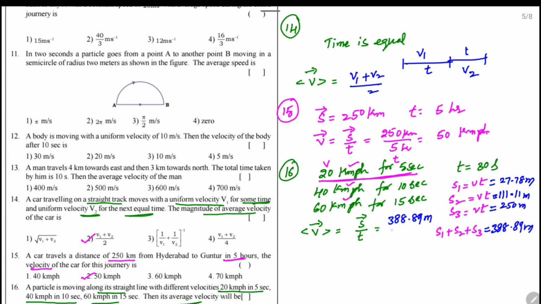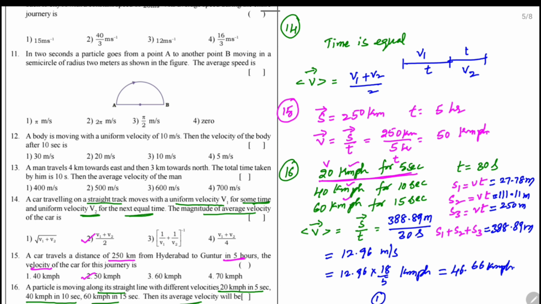Then the average velocity is 388.89 meters divided by 30 seconds. When you simplify that, you will get 12.96 meter per second. Now we have to convert this into kilometer per hour, which is 12.96 times 18 by 5 kilometer per hour, which is equal to 46.66 kilometer per hour. So your answer is option 1. Option 1 is the correct answer.